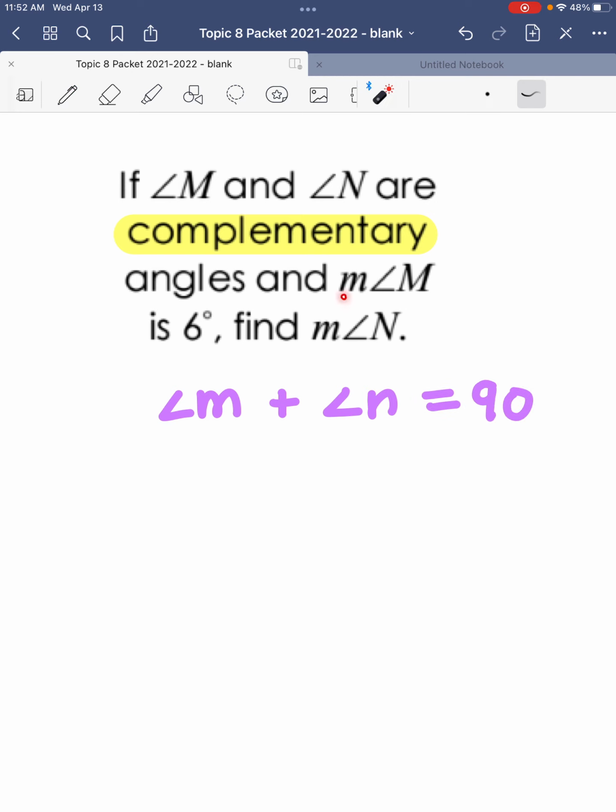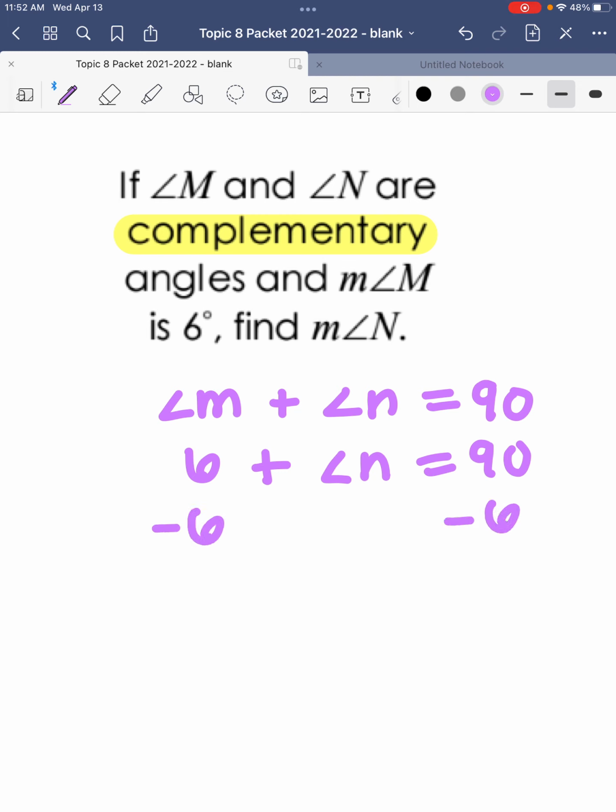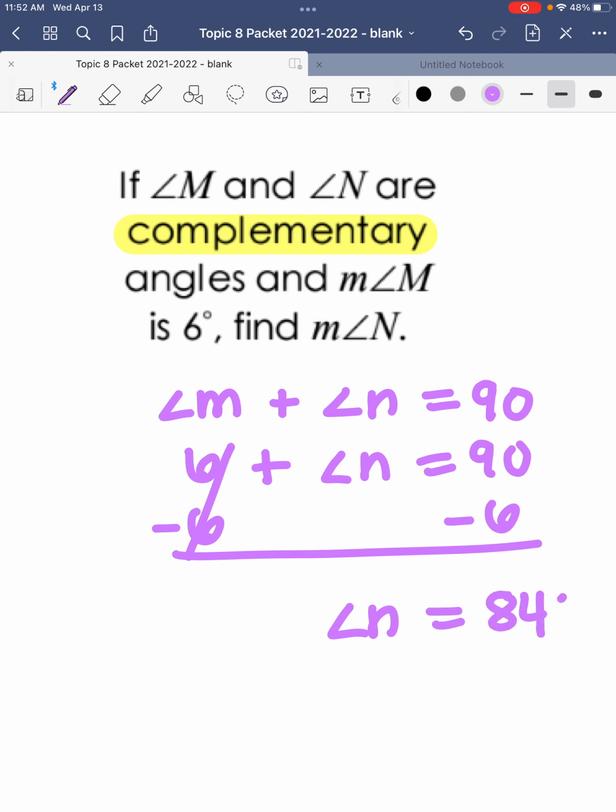I also know that the measure of angle M is 6 degrees, so I'm going to replace that with a 6. So 6 plus angle N equals 90. Now to get angle N by itself, I'm just going to subtract 6 on both sides. My 6's cancel out. So angle N equals 84 degrees.